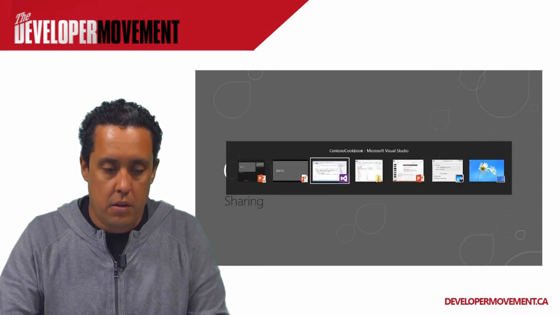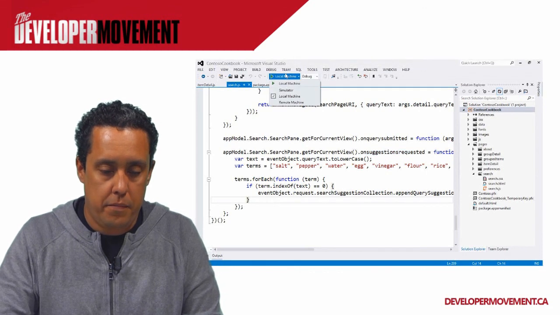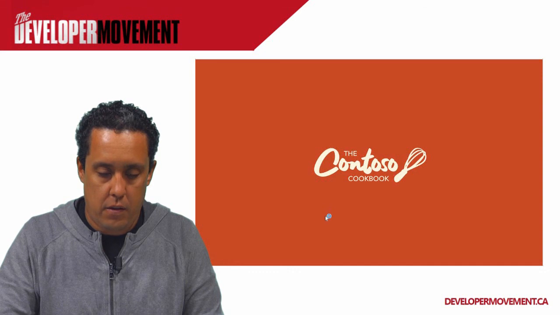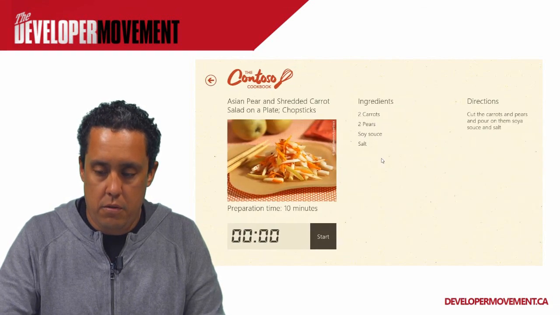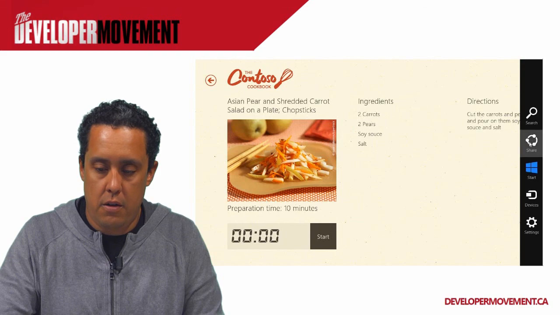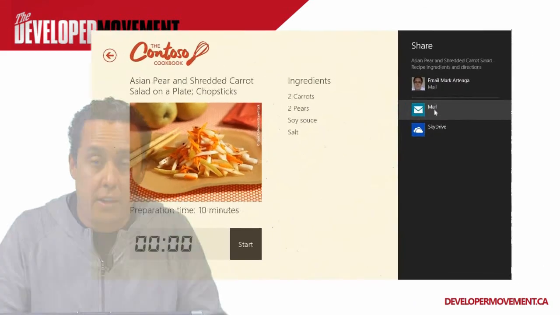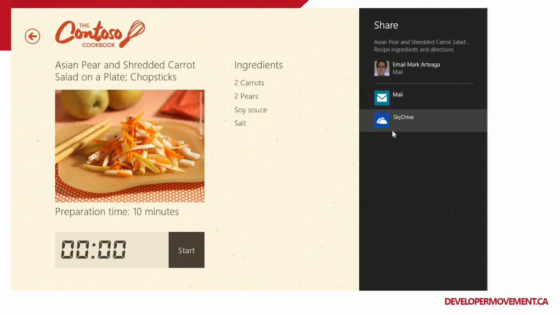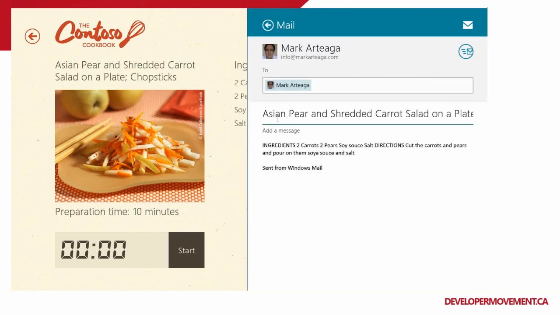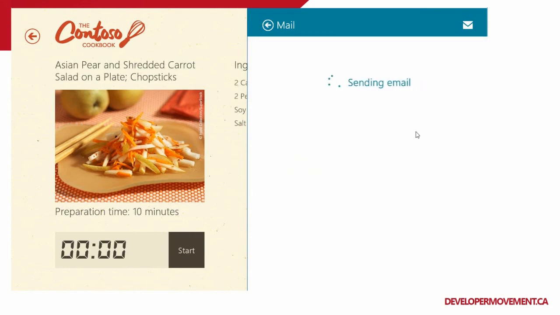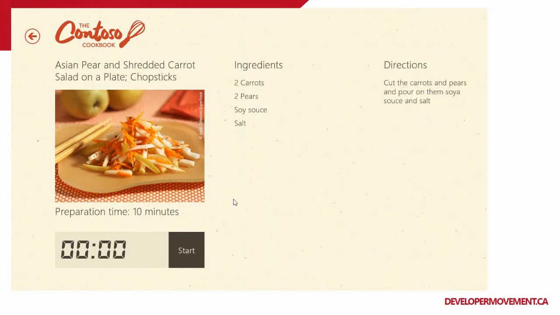It's in the same Contoso cookbook. For example, if we want to share the carrot salad, I'm going to share here. And here you see the options right now that I have are mail and SkyDrive. So I will share with mail, and what it does is it saves any previous emails that you've sent, for example. So I will just email it to myself. And here's the title and your message. And then you send it off, and then you're good to go. And then you're done.